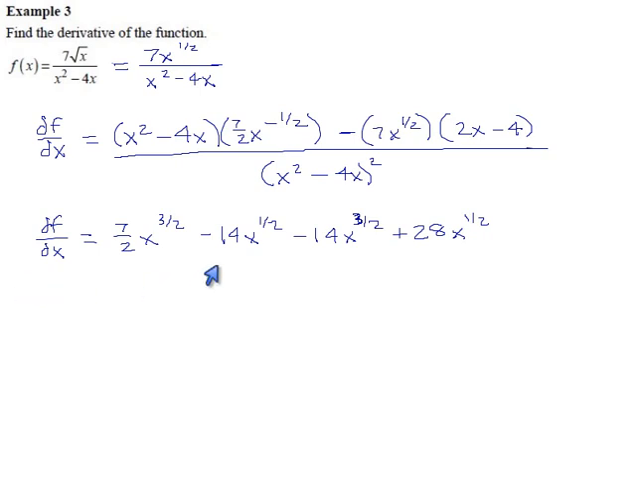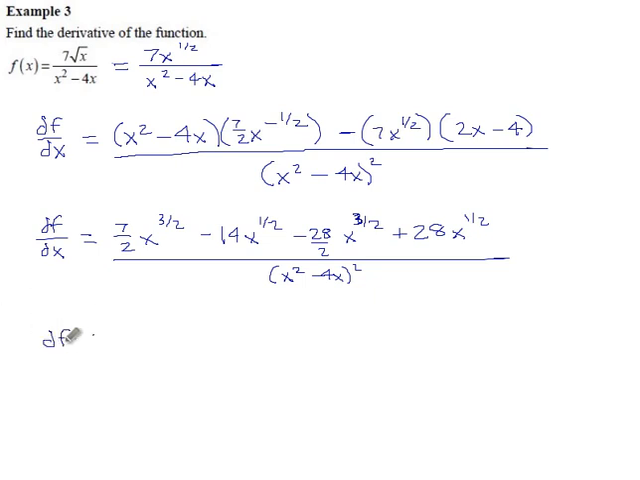Actually, because there are like terms, I need a common denominator here. This is 14 over 1, which I will now replace with 28 over 2. I want a common denominator with this term so I can add them together. So goodbye 14 over 1. Hello 28 over 2. Oh, and let us not forget all this is over x squared minus 4x all squared.